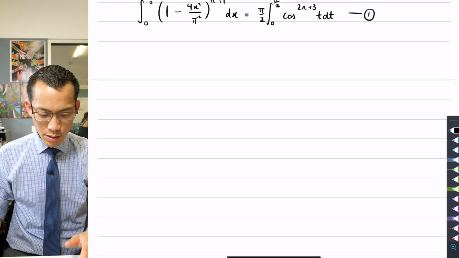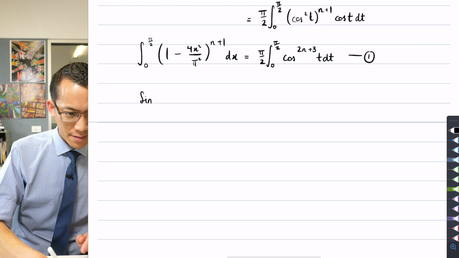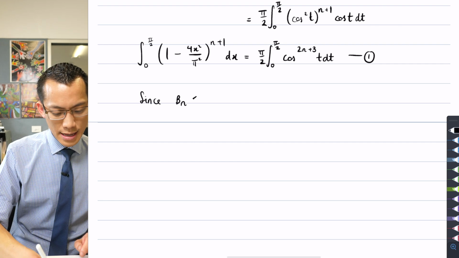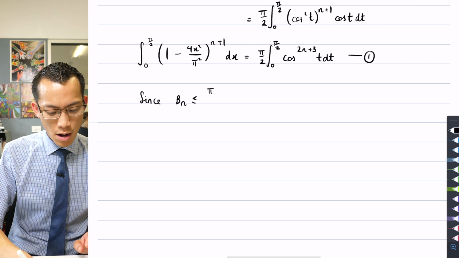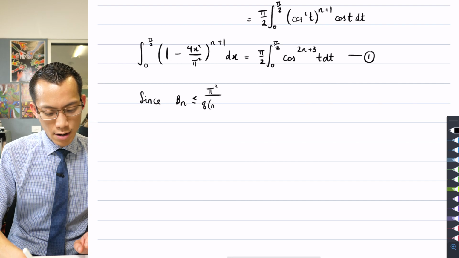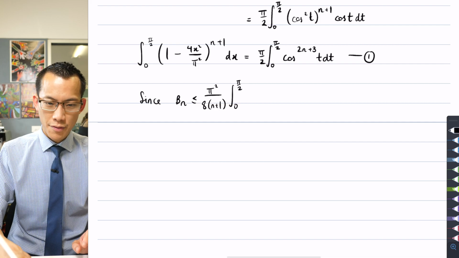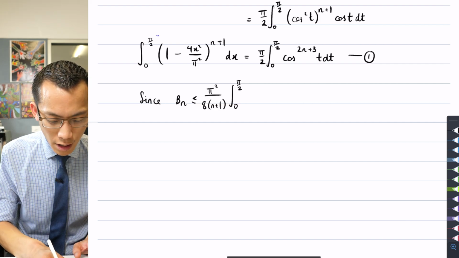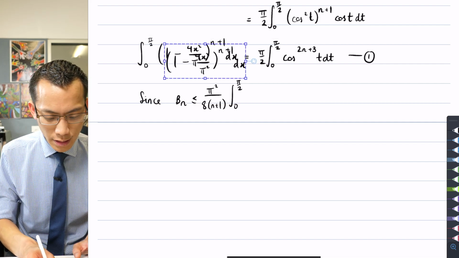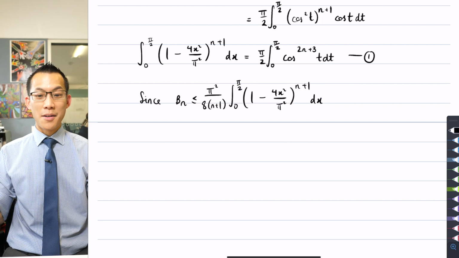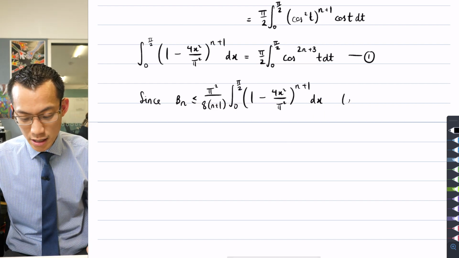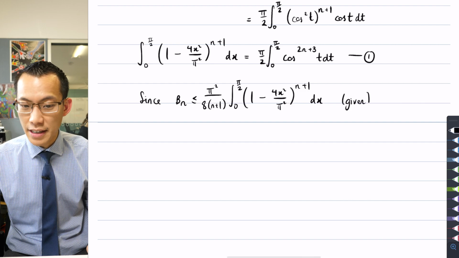So what I'm going to say is, since bn is less than or equal to, there's the pi squared on 8n plus 1, then the integral from 0 to pi on 2, in fact, I think I have everything up here, like so. Right? Where did that come from? Answer, it was given to me in this particular question, so I'll just say given.